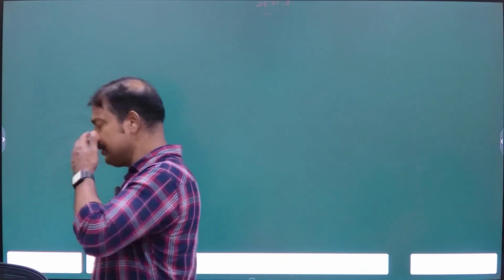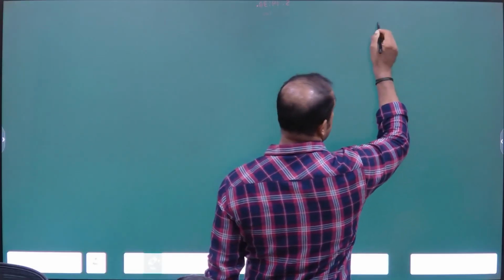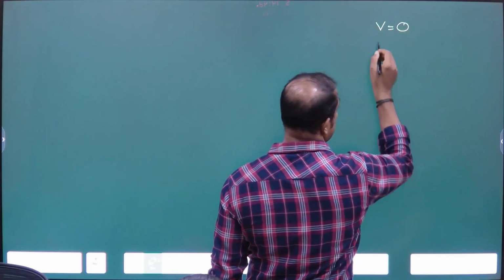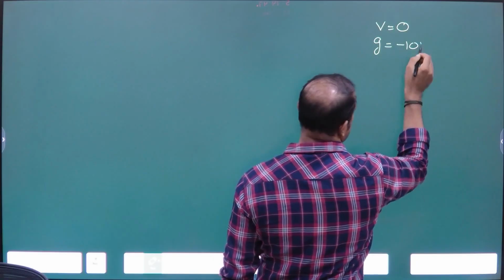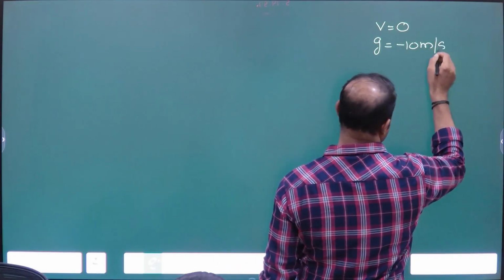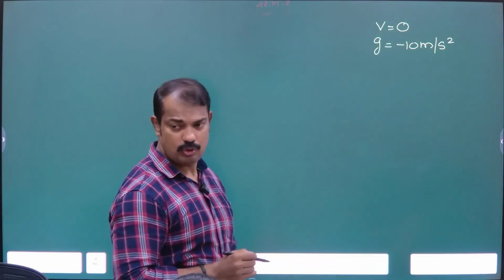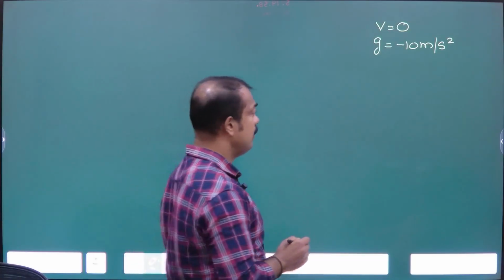Here what type of motion? Upward. Upward motion में क्या लिख सकते हैं? V 0. और क्या गुण है? G minus 10. In the case of upward motion, G is negative. Question में given G equal to 10 meter per second square, so it is upward, so it is minus 10 meter per second square. And क्या गिवन और क्वेश्चन में? H इक्वल टू 5.